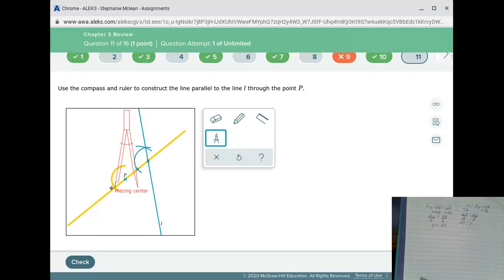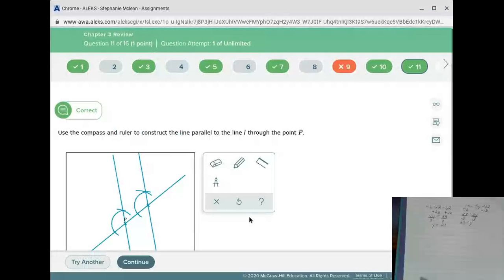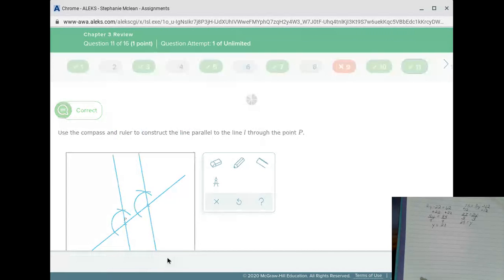Then I take that arc, place it at the second arc I drew, and draw where that arc crosses the other one I drew. Then I'm going to take my ruler and draw a line from P through where those two arcs cross. I can see that these two look parallel, so I'm going to assume I'm correct. All right, moving on to the next one.